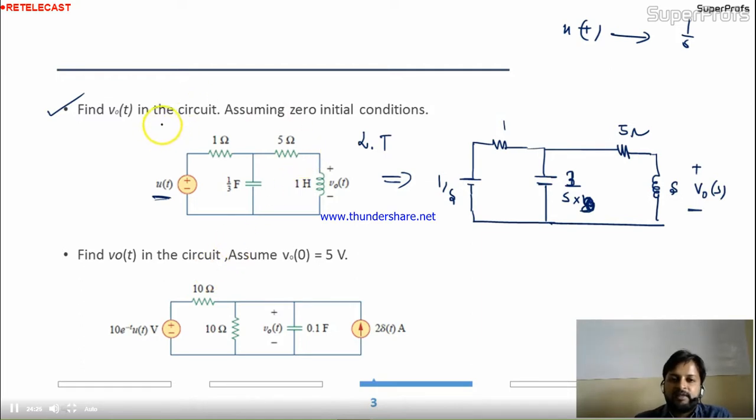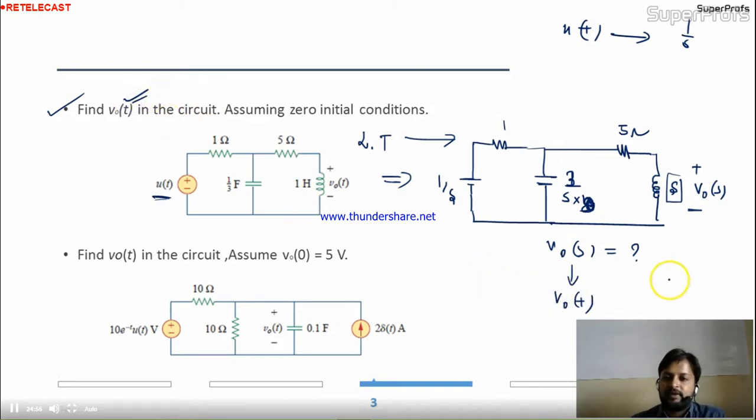Now what is he asking? He is asking to find out V naught T in the circuit assuming 0 initial conditions. So in this case we can find out the value of V naught S, means the value of voltage across the S. Though we are working in the Laplace domain, the frequency domain, at the output stage you will get the output in the frequency domain, means you will get V naught S. Whatever you get, you have to take the Laplace inverse transform, so you will get V naught T, because in the question they are asking V naught T only. Okay, so how to solve this circuit now?